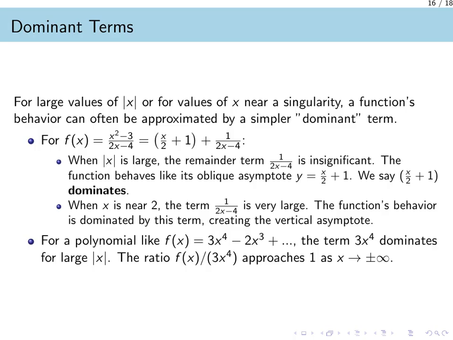When the absolute value of x is very large, the fractional part becomes insignificant, so the linear part, x over 2 plus 1, dominates and dictates the function's end behavior. But as x gets very close to 2, the fraction's denominator approaches 0, making that term enormous. Here, the fraction dominates, creating the vertical asymptote. This also works for polynomials. For a function like 3 times x to the power of 4 minus 2x cubed, the highest power term always dominates for large x. Finding the dominant term is a key shortcut to understanding a function's graph.